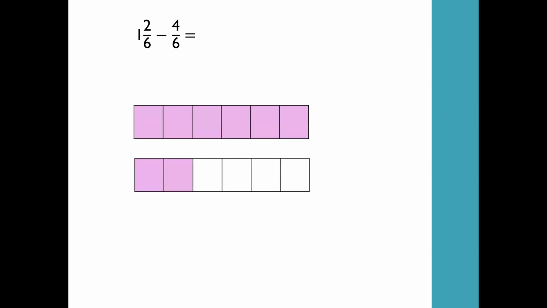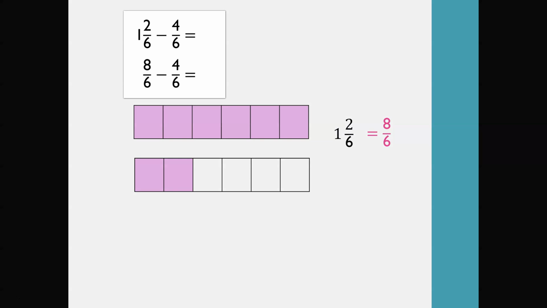Let's look at another example. Here we have 1 2/6 take away 4/6. I will use a bar model to illustrate the total fraction, 1 2/6. I notice that the mixed number can be written as an improper fraction. 1 2/6 is the same as 8/6. Let me rewrite the equation so I am subtracting like from like, a fraction from a fraction.